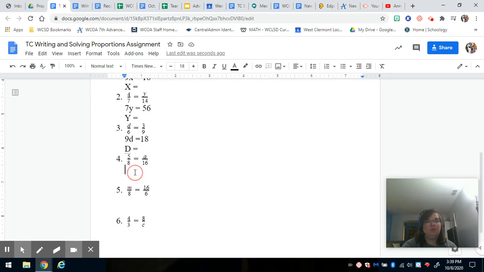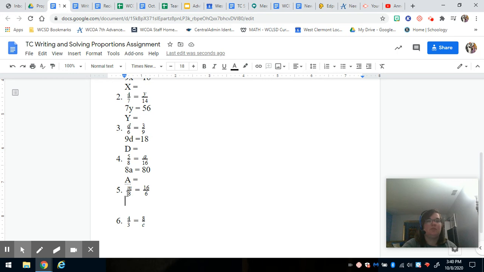All right, number 4, cross multiplying. We're going to take 8 times a and 5 times 16. So we're going to end up with 8a equals 5 times 16 is 80. In order to find out what a equals, we need to divide both sides by 8. So we'll do 8a divided by 8, which will leave us a. And then we'll do 80 divided by 8, which will give us our answer.